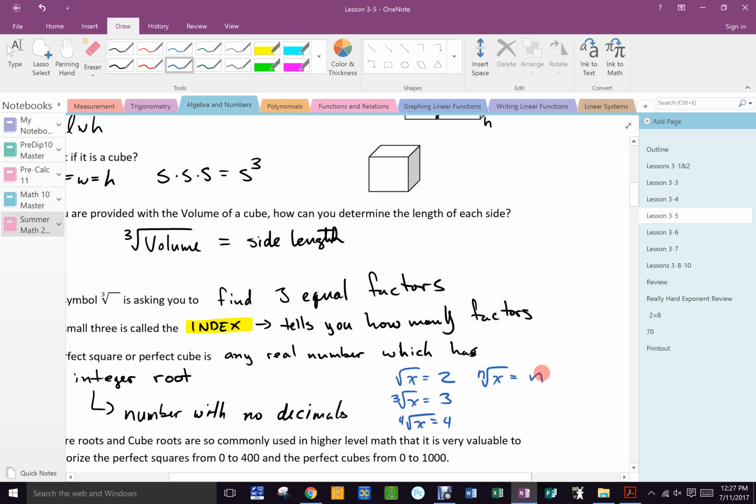It's the only time in math where we don't write a number 2. Every other time in math, if we don't write the number, what is it? It's a 1, right? 7 is really 7 over 1, isn't it? Yes. 7 is really 7 to the first power, isn't it? 7 is really 1 times 7, isn't it? We never write the 1. This is the only time that we don't write a 2. Because could we ever have a 1 as an index? No, because you need factors. There has to be at least 2 of them.